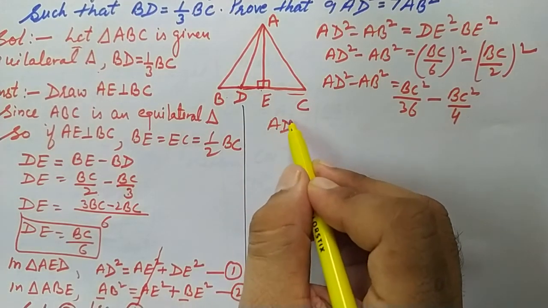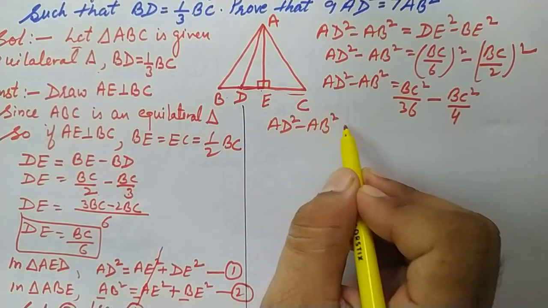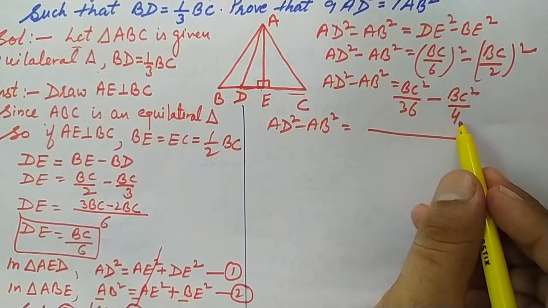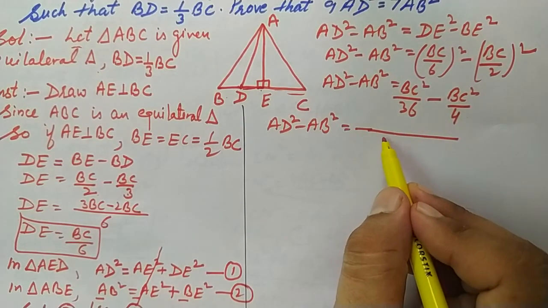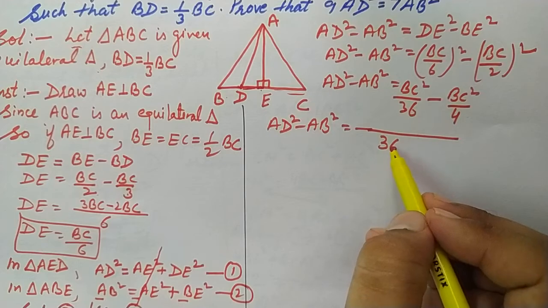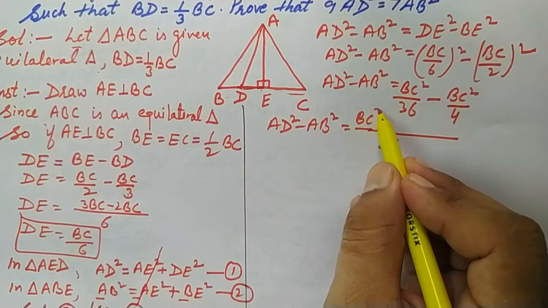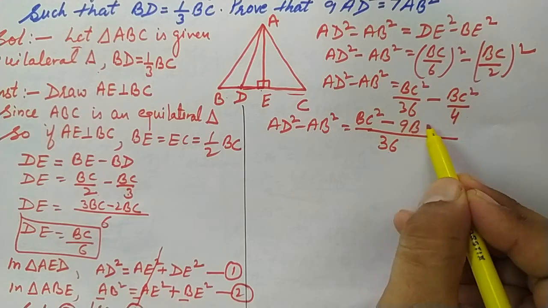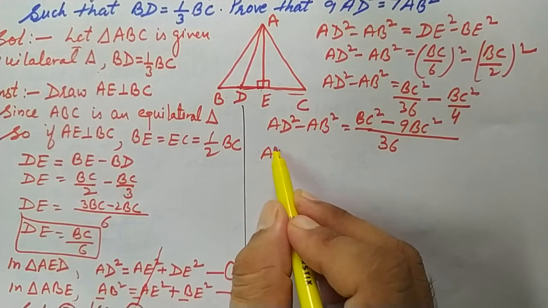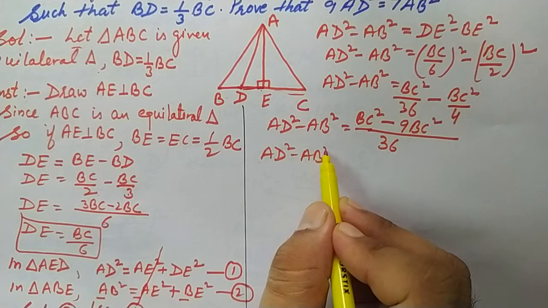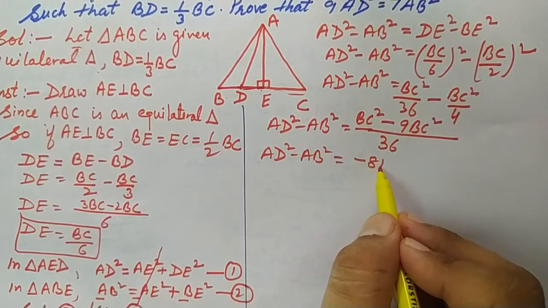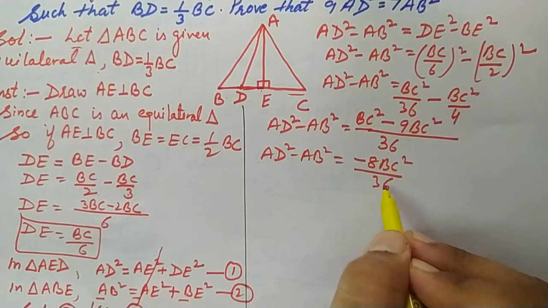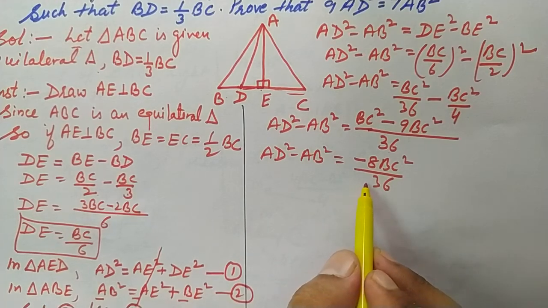So it becomes AD square minus AB square is equal to 36 and 4. What is the LCM here? LCM is 36. So 36 1s are 36, so 1 BC square minus 4 9s are 36, so 9 BC square will come here. If you subtract these two, you will get minus 8 BC square over 36. Right, now you can do cross multiplication.